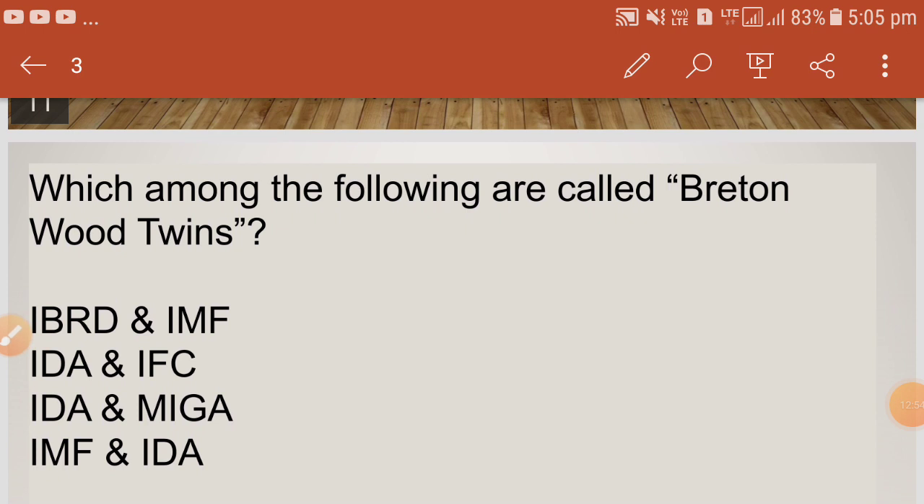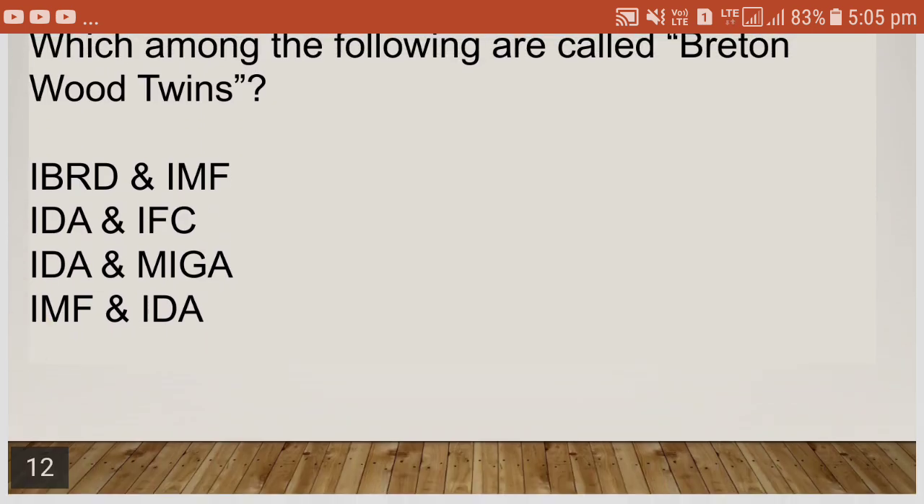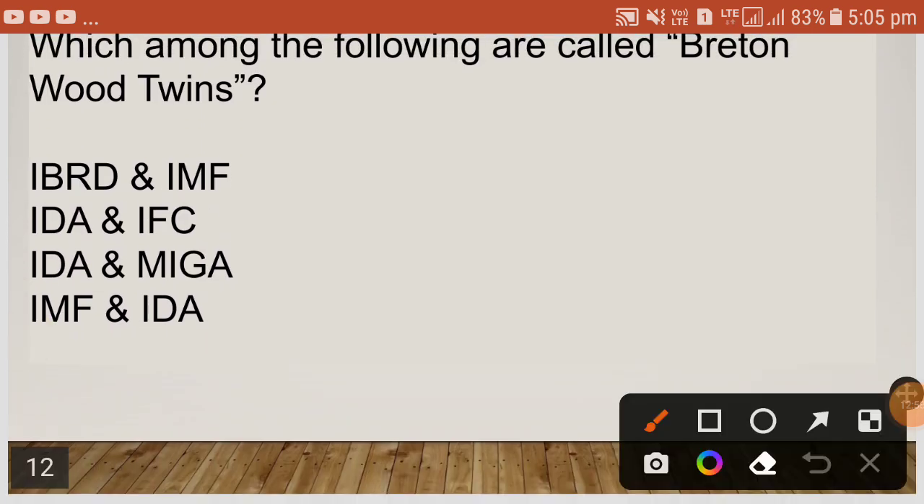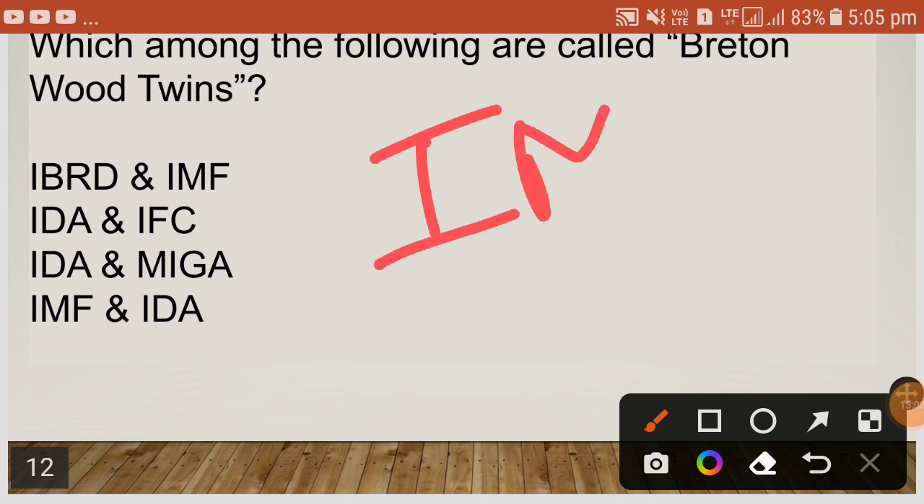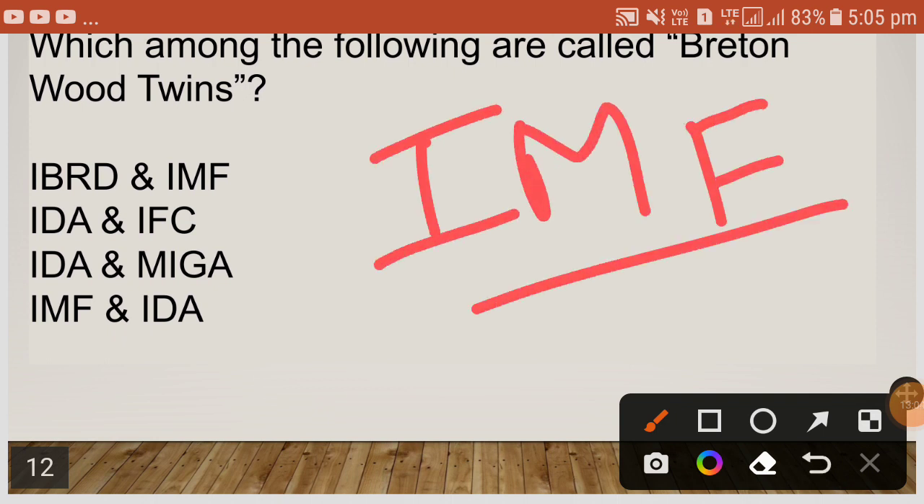So I'll give you one question. I had previously told the world headquarters of the World Bank. Now I am asking the headquarters of the IMF. You can post it in the comment section, and I will look into those answers.